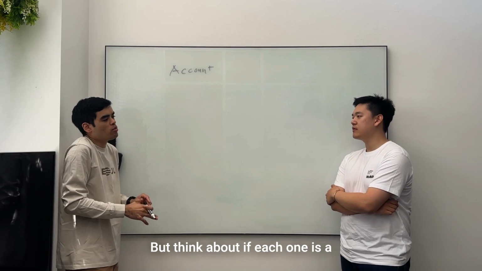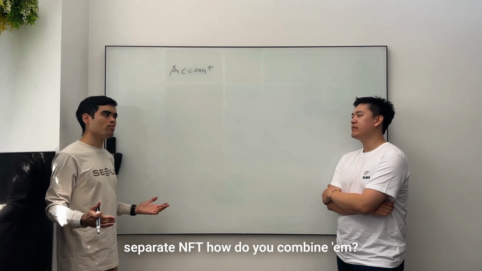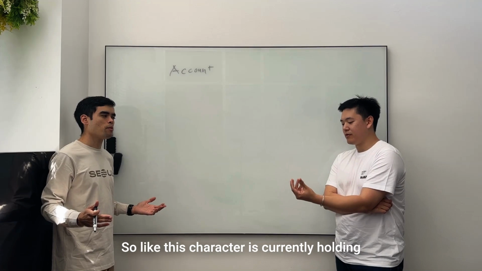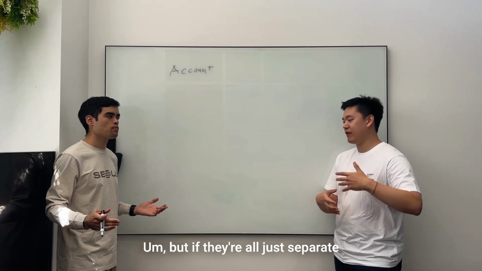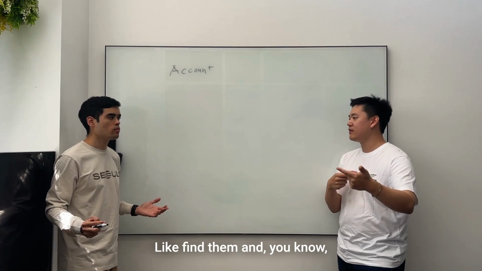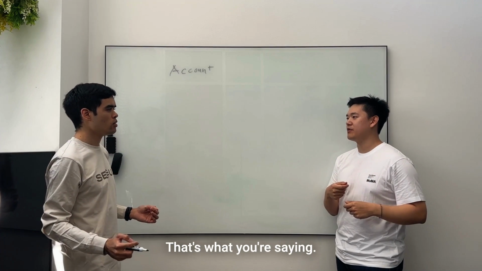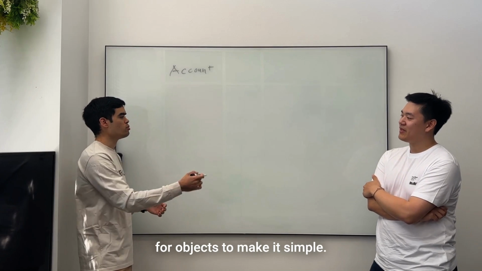Yeah, but think about if each one is a separate NFT. How do you combine them? Right, so like this character is currently holding a shield and a sword and some armor, but if they're all just separate entities, then it's hard to find them and update them individually. That's what you're saying? Yeah, and so NFTs are a great example for objects to make it simple.